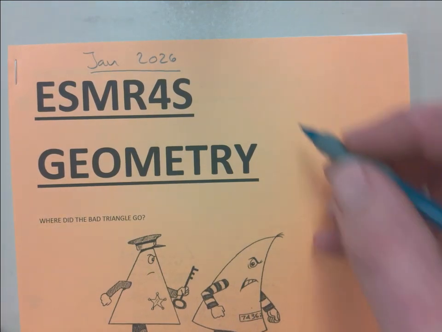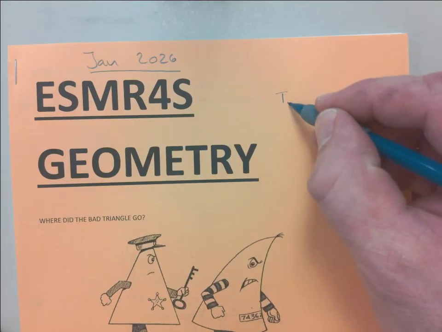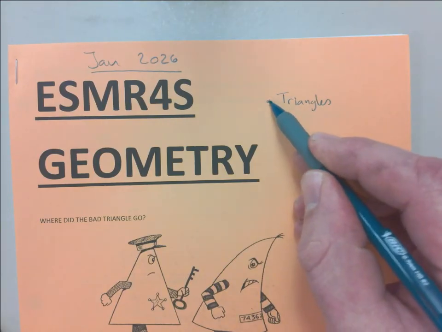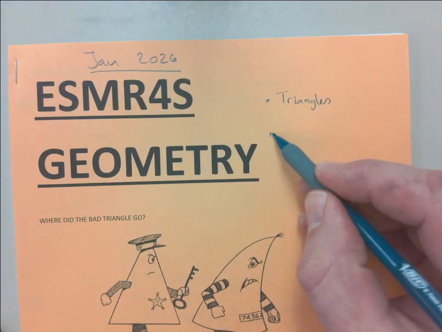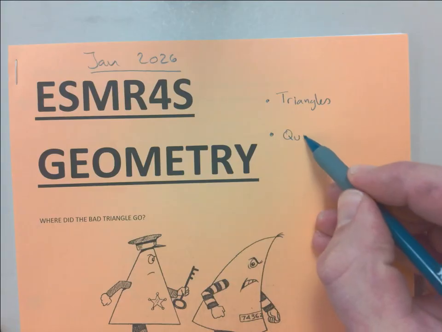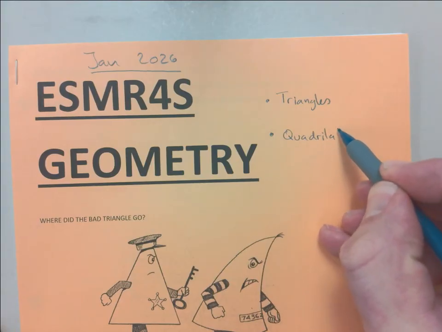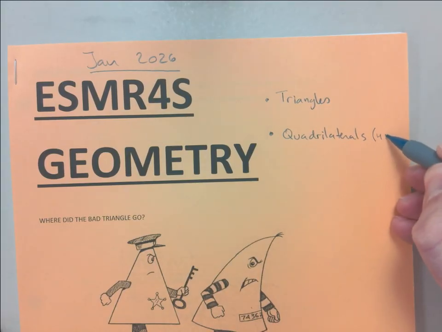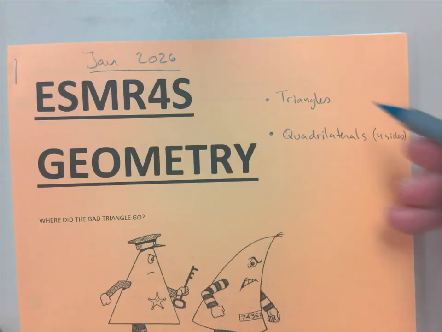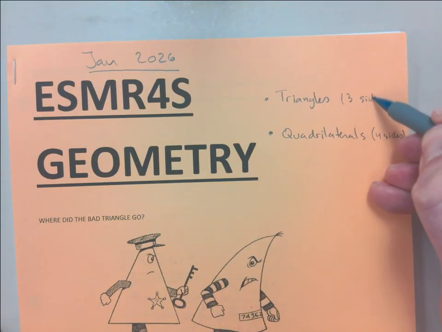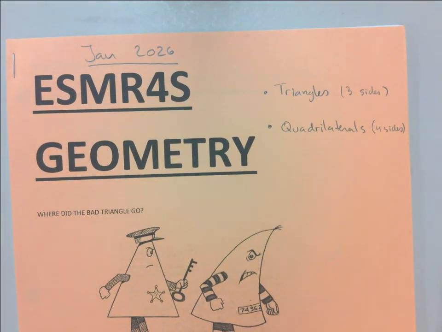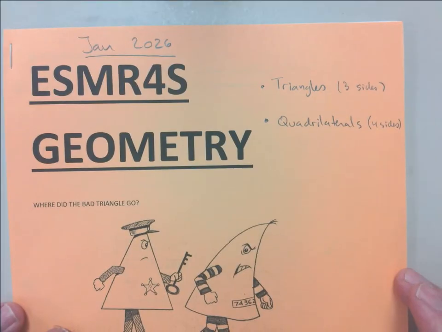So in this chapter, we will deal with triangles, right? Three-sided. Then we're going to deal with quadrilaterals. They have four sides. Triangles, three sides. Quadrilaterals, four sides. You can have specific names for certain shapes.